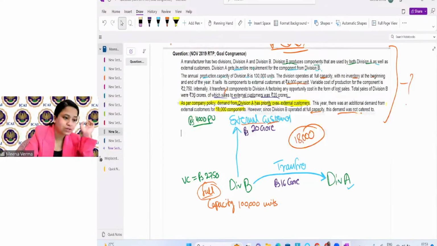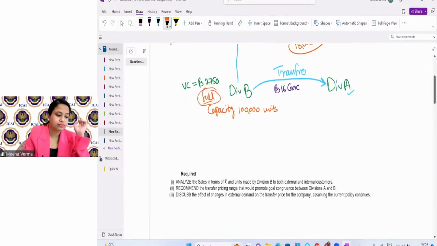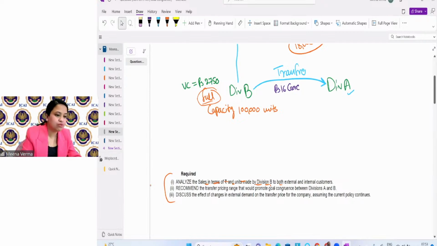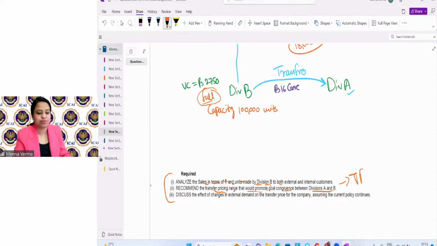Okay, now what is the question here? First requirement, analyze the sale in terms of rupees and units made by division B to both external and internal customers. कुछ नहीं करना है यार इसमें. You just have to check what is given, nothing. ठीक है चलो, I'm just reading the entire question first, then we will solve it. Second, recommend the transfer price range that would promote goal congruence between A and B.